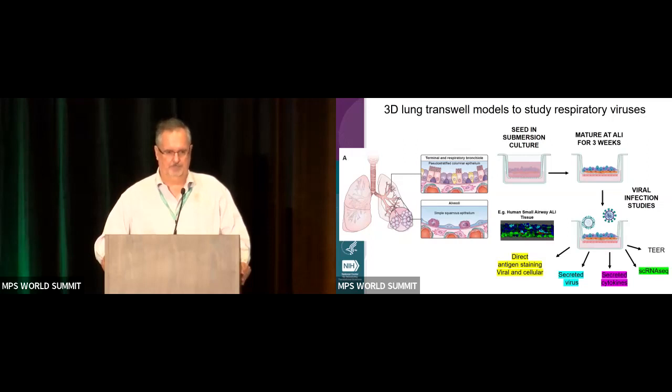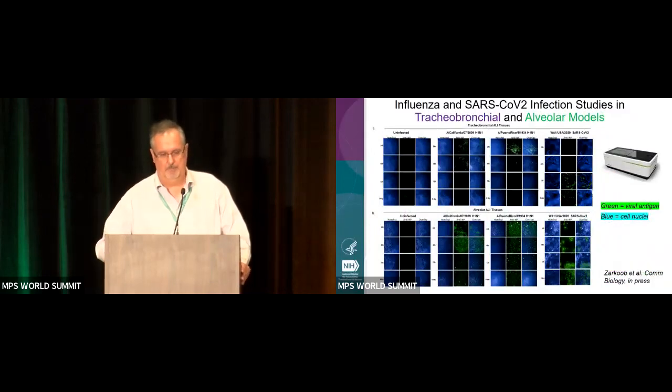We applied different assays, whether it's directly measuring viral infection using antigen staining and microscopy, looking at secreted virus, and measuring multiplex cytokines. And then, as I mentioned before, we started doing validation using single-cell sequencing as well as TEER measurements. This has been out as a preprint and has now been accepted. So I'm just going to go quickly over some of the basic data. What we did was systematically test the tracheobronchial tissues versus the alveolar ALI tissue models, in this case from MatTek again, and we assessed infectivity.